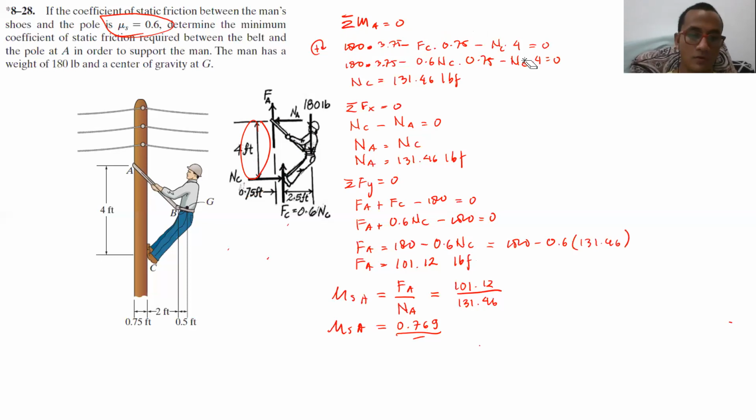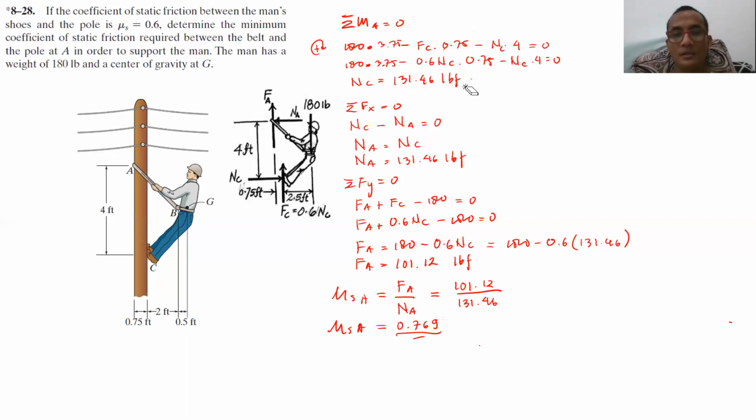Then, because we know from the beginning that Fc is equal to 0.6 NC, because the static coefficient of friction is already known, 0.6 from here, then we can calculate for NC. Fc here, just replace it with 0.6 NC. Then the only unknown that we have there is NC. You can see here, this is the calculation. Then the result for NC will be this one, 131.46 lbf.